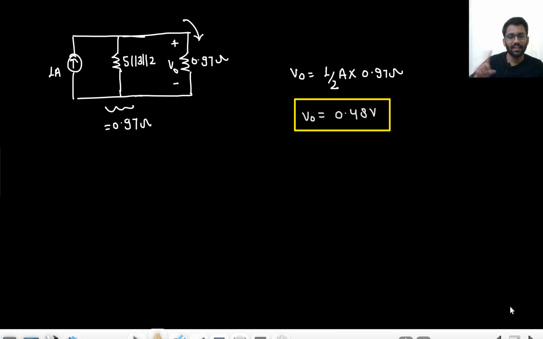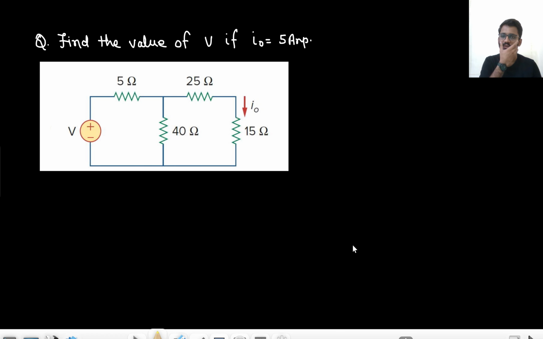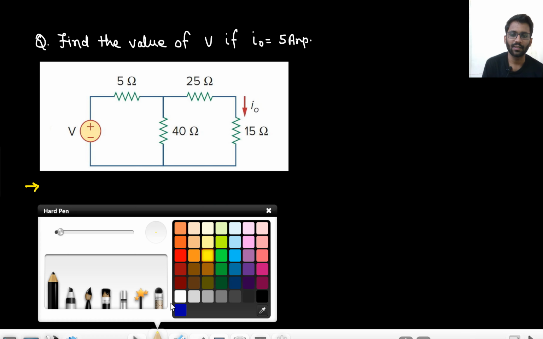Okay. Now we will see the assignment. Let's move on to the assignment now. So now we will be solving the assignment. I hope you have attempted it on your own. So the value of current is given. You need to find the value of V. Okay. So it could be an easy problem, I guess.